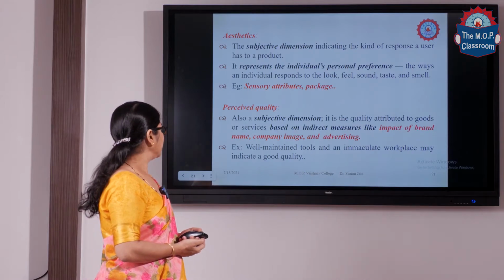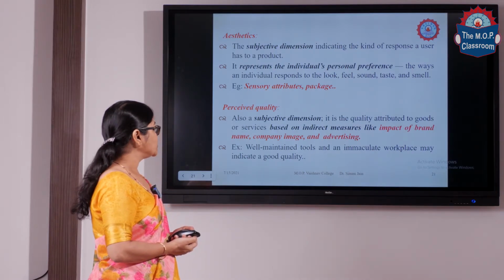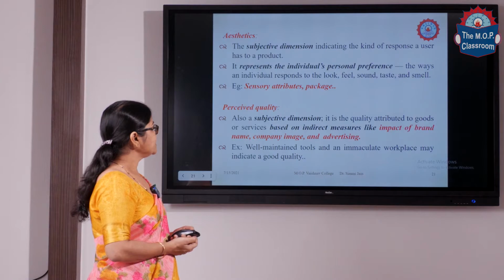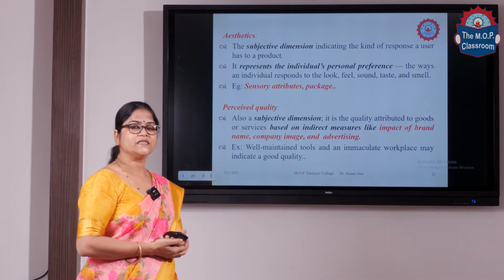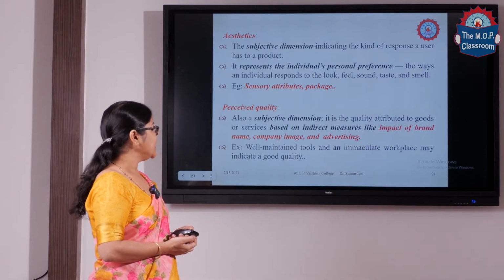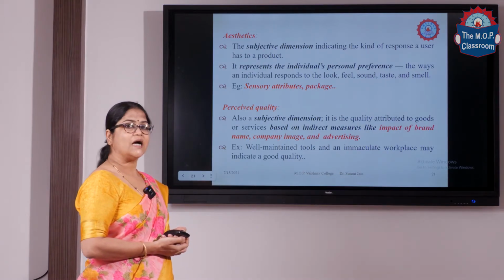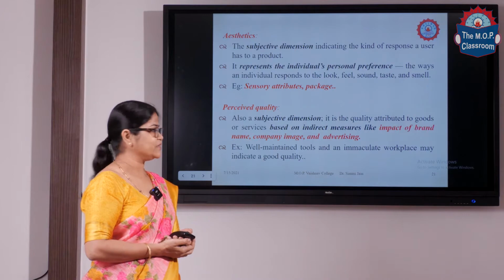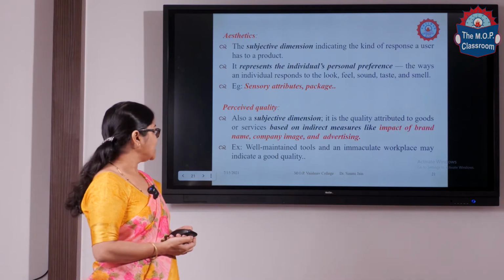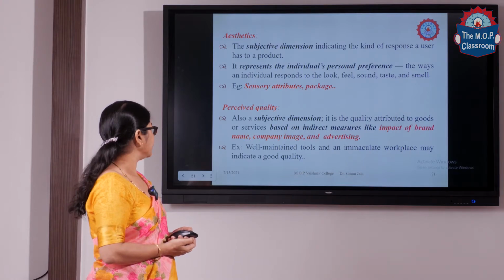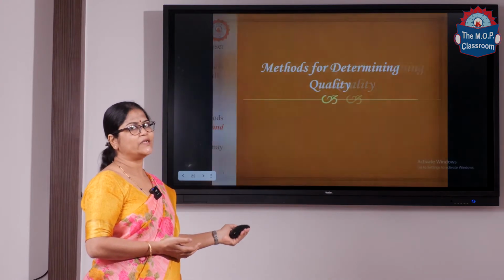Perceived quality is also a subjective dimension. It is a quality attributed to goods or services based on indirect measures like the impact of brand name, company image and advertising. For example, well-maintained tools and an immaculate workplace can indicate good quality.